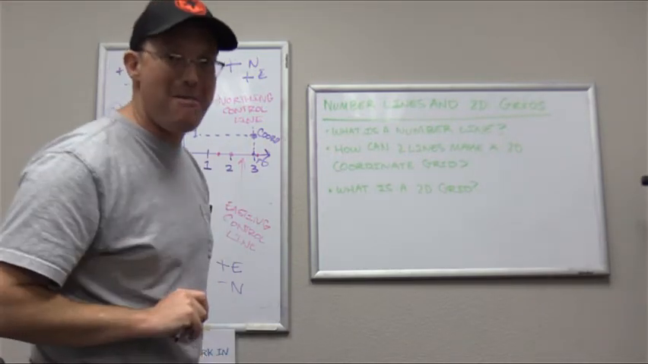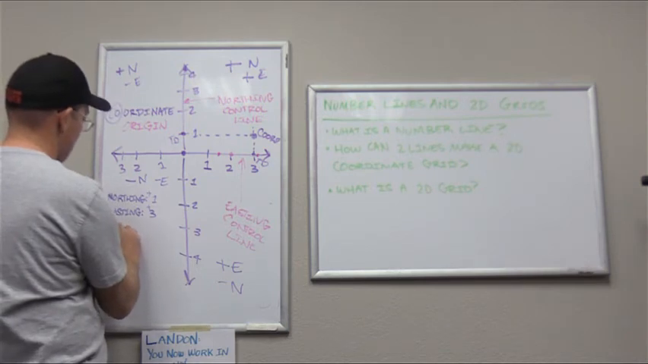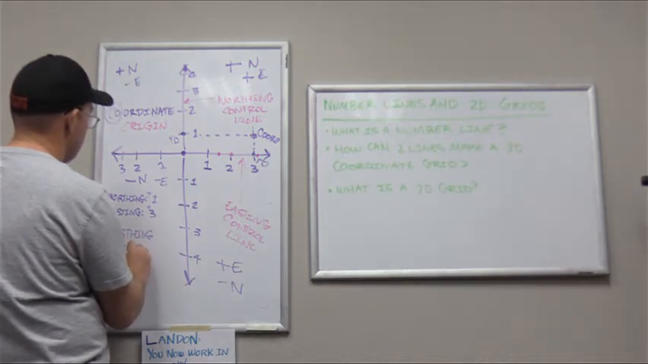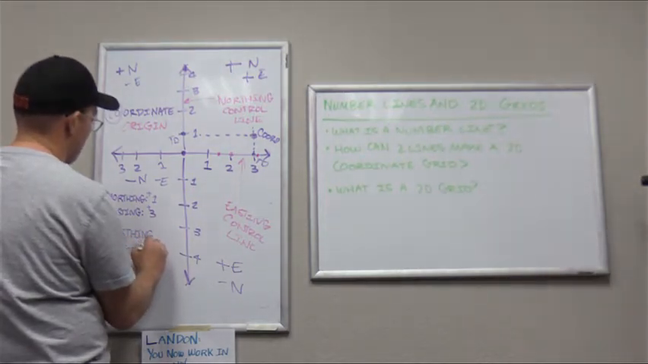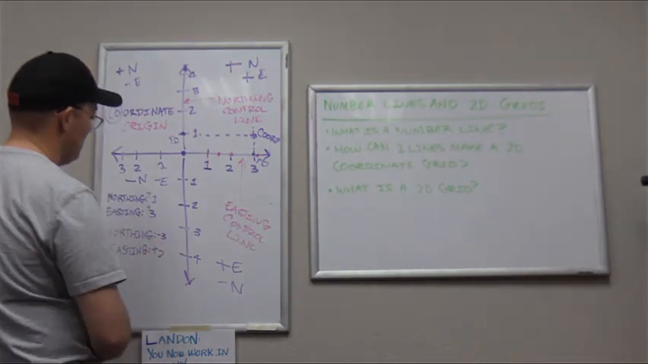How cool is that? That's why surveyors need math. All right, let's do one more. We'll make this one a little harder. I'm going to give you a northing and an easting. Our northing is going to be -3, and our easting is going to be +2. Okay, here we go.